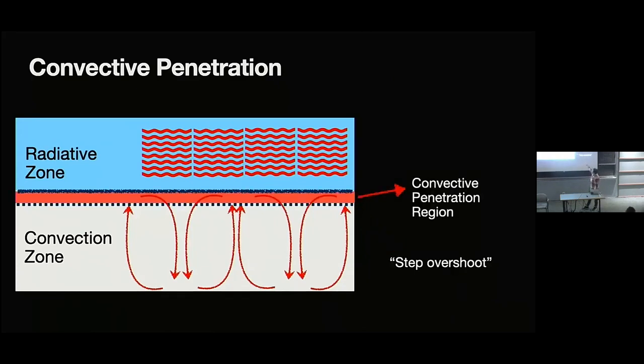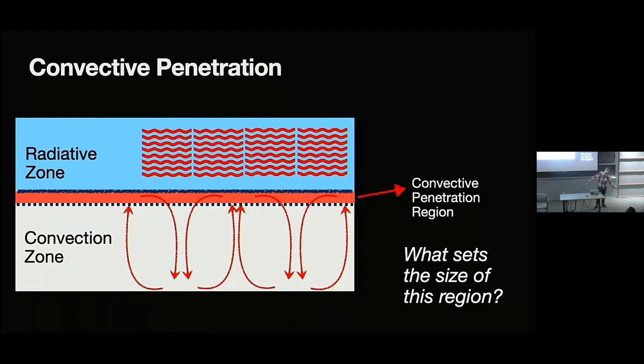So I'm going to call this a convective penetration region, a penetration zone, those sorts of things throughout the course of this talk. You could think of this as step overshoot in MESA models. It's a dynamical thing that happens, which is great. And so then the big question is, what's the size of that region? And hopefully by the end of this talk, you will understand that, at least as well as I do, which might not be perfectly.